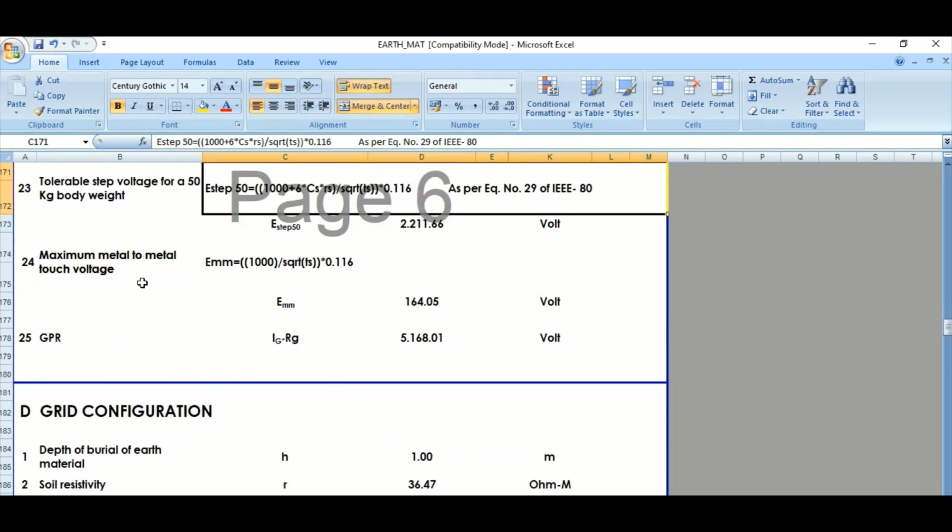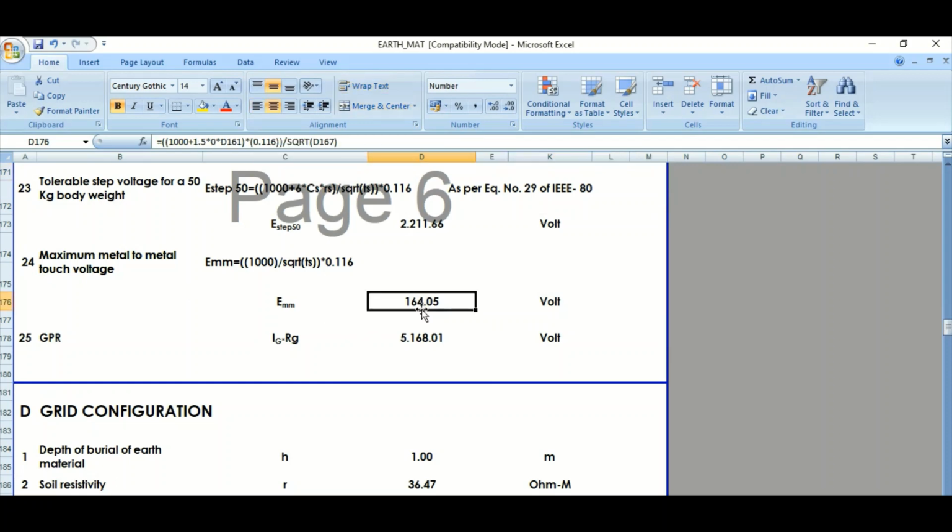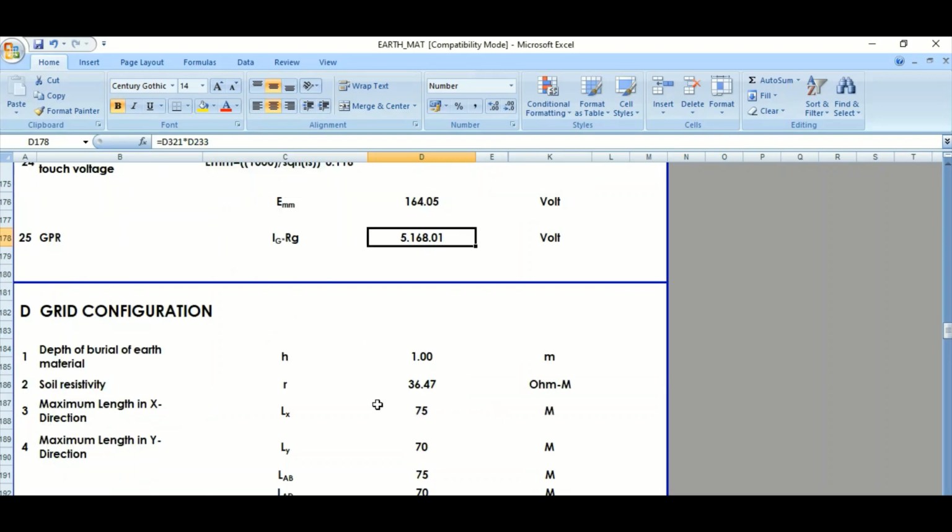Now maximum metal to metal touch voltage, this is calculated using the formula. And GPR, this is ground potential rise, which is IG, grid current multiplied by grid resistance, IG into RG, which is 5.168 volt. Now coming to the grid configuration.